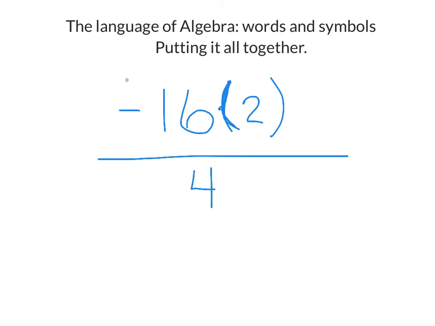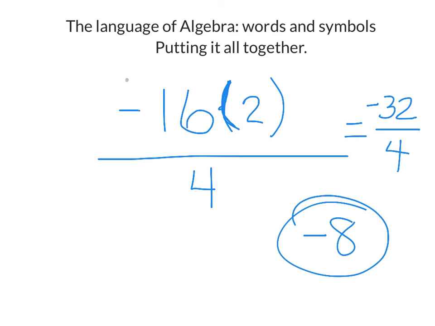So you're going to go ahead and do the top part first. Negative 16 times 2 is negative 32. And then this is division. Negative 32 divided by 4 is negative 8.